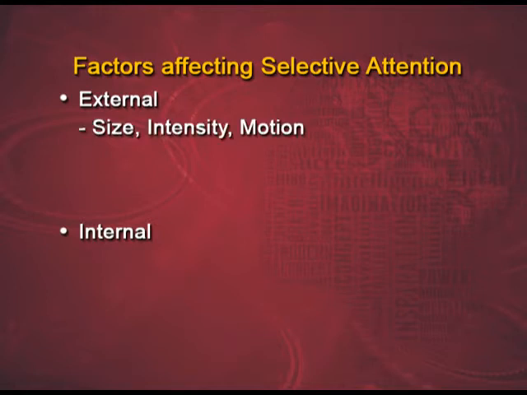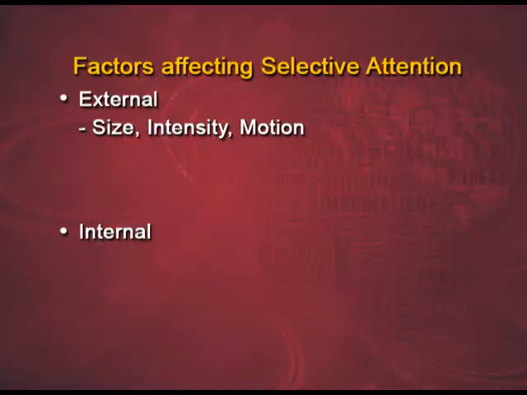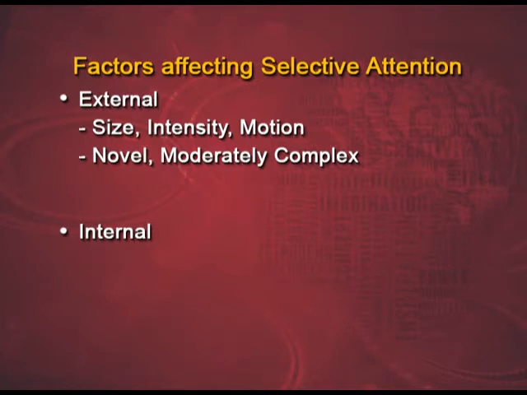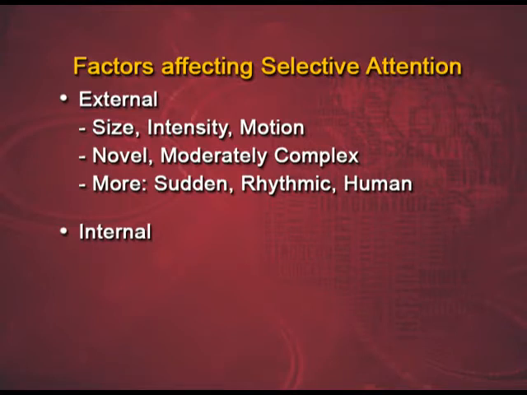External factors are like size, intensity, or motion. Studies have shown that objects which are larger in size are noticed or attended to more readily. Objects which have more intensity, or things that are moving constantly, are paid more attention to as compared to static things. Things which are new or moderately complex also attract us. Also, sudden things, rhythmic sounds, or human pictures catch our attention more than non-rhythmic sounds, pictures of animals, or things which are constantly occurring around us.